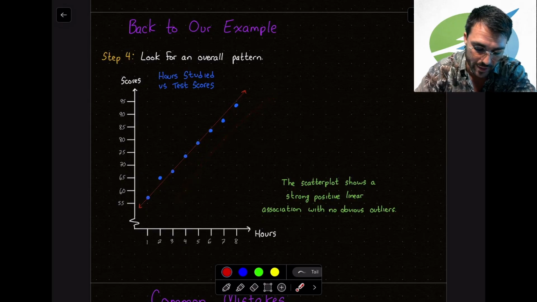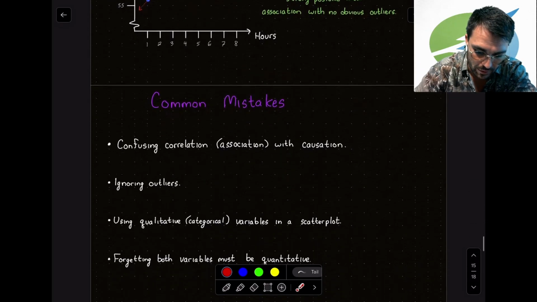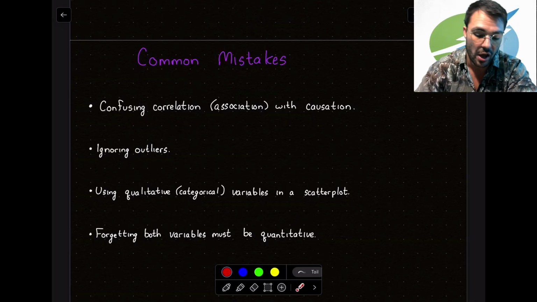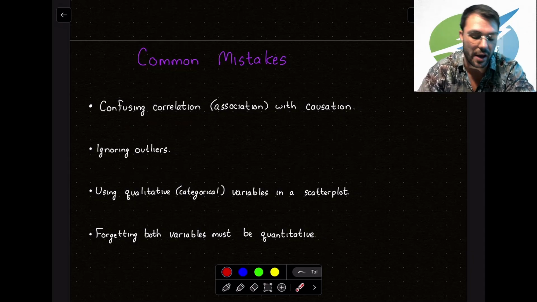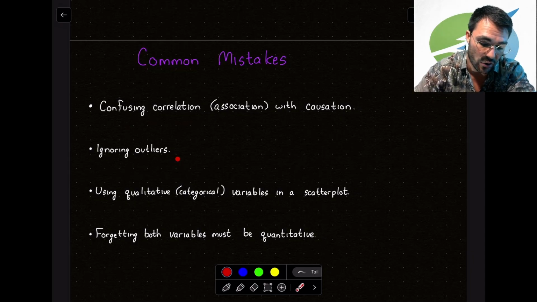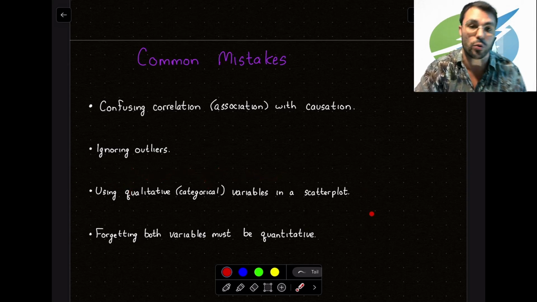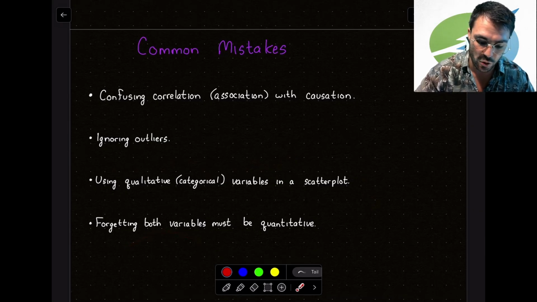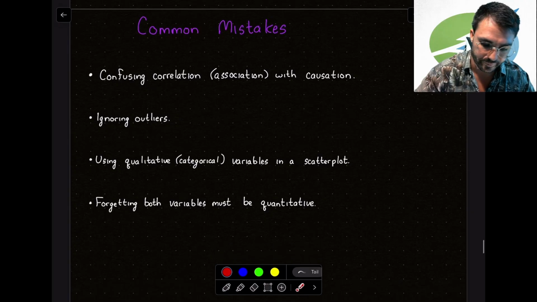We're going to be talking about this a lot. All right. Some common mistakes: confusing correlation or association with causation. Again, correlation does not imply causation. I'll go more in detail about that later. We cannot ignore outliers. Another mistake, using qualitative or categorical variables in a scatter plot. Scatter plots are only for numerical data, and forgetting both variables must be quantitative. Again, we're only using numerical data for scatter plots.